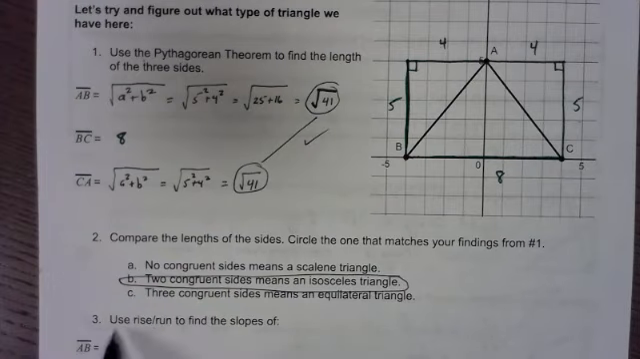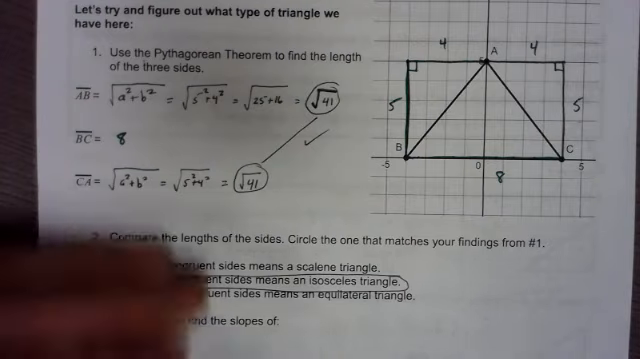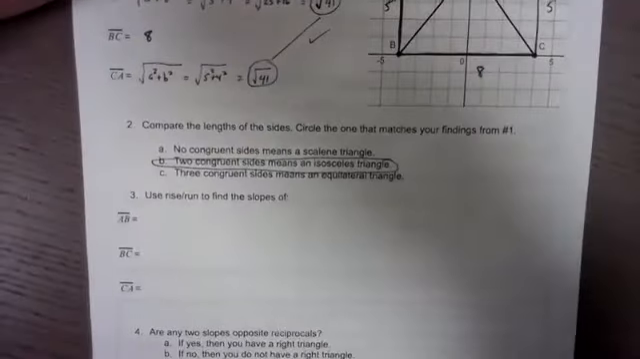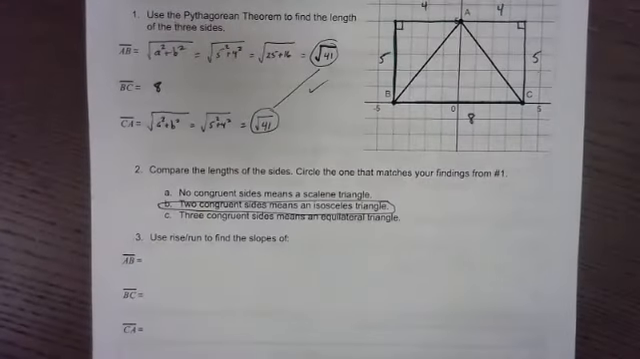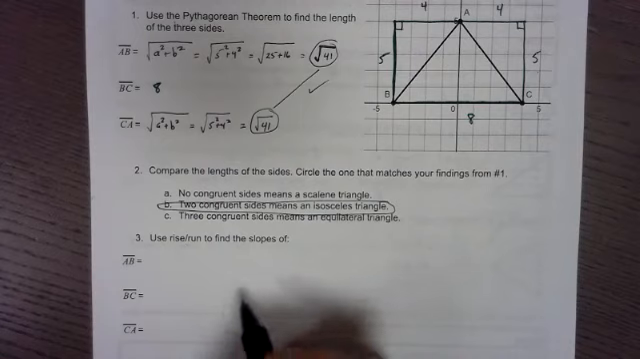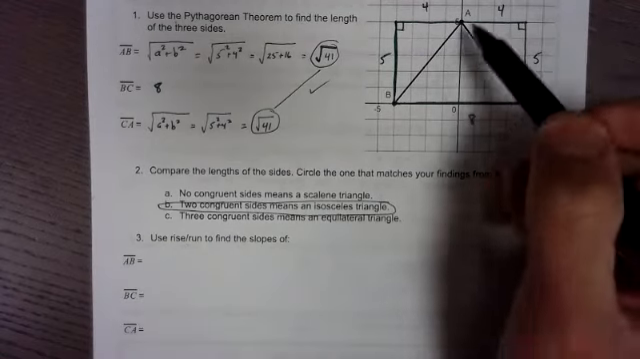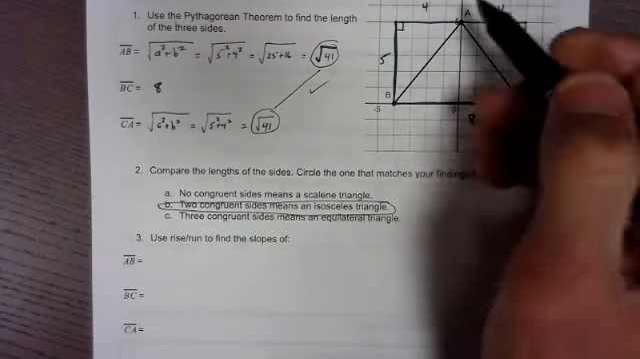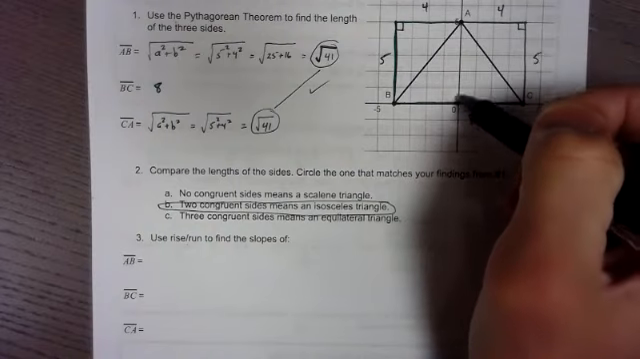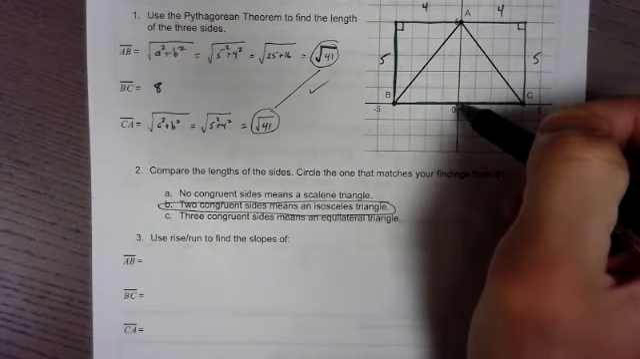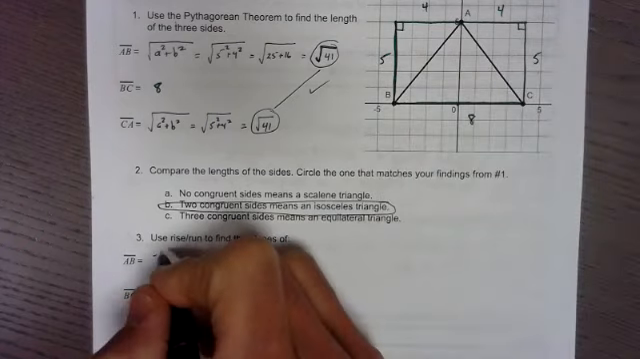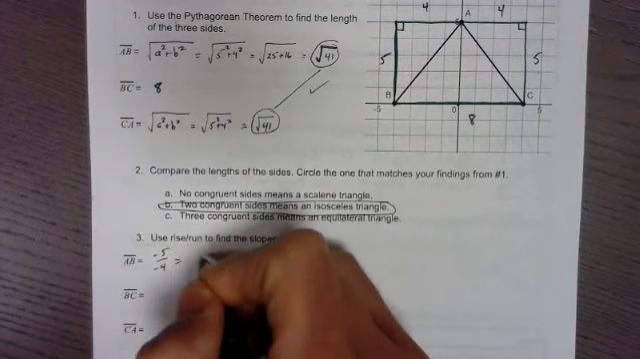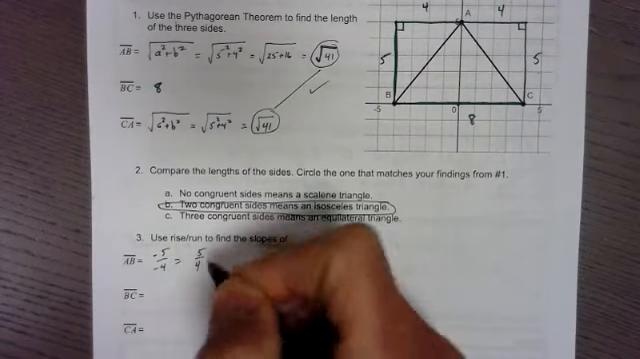Now for 3, we're asked to use the rise and run to find the slopes of AB, BC, and CA. Let me zoom out a little bit here. And we want to find out if we have a right angle with perpendicular slopes. So AB is going to go from here to here. So my rise is going to be a -5 because I'm going down from A to B, and a -4 because I'm going to the left as well. So that's going to be -5 over -4, which, as you know, simplifies to 5/4.